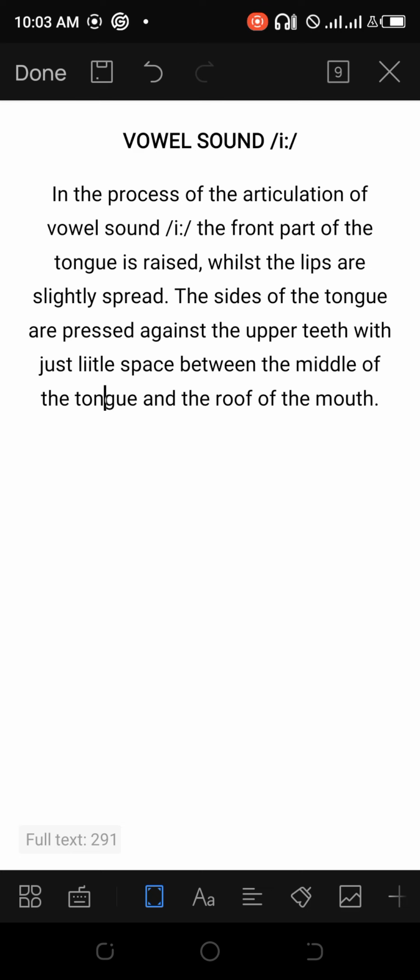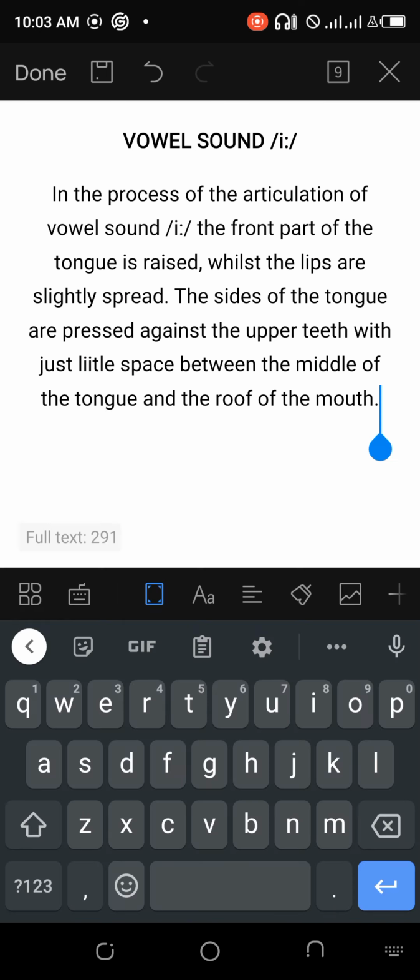Now let's look at the graphemes of these sounds. Don't forget that when we are talking about a phoneme, we are talking about a sound, and when we are talking about a grapheme, we are talking about letters that represent a particular phoneme or sound. Now let's look at it here.